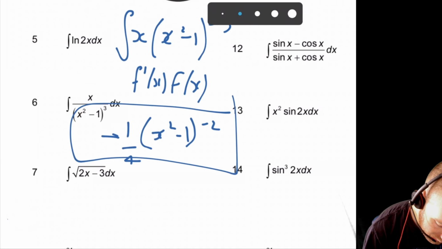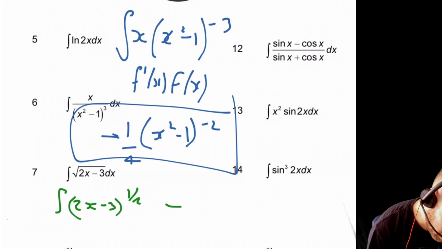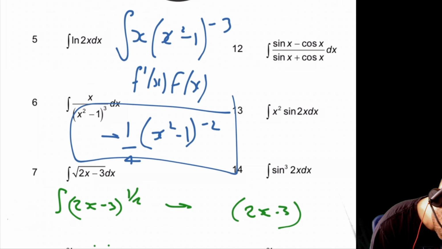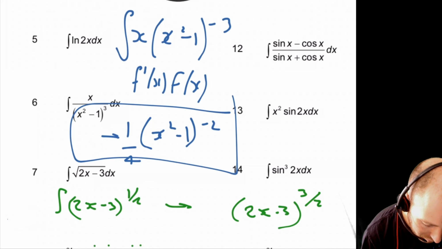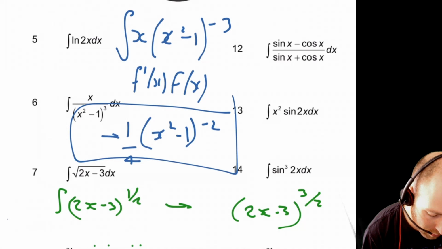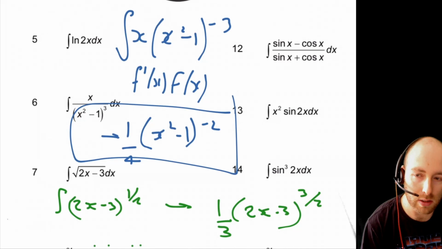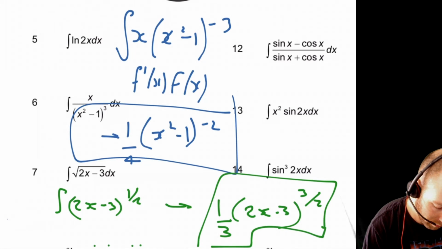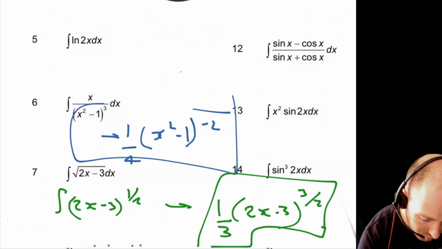Next one's kind of a standard integral, so we've got the integral of 2x take 3 to the half. So the power is going to go up to 2x take 3 to the 3 over 2. Now if you differentiate this, you get 2 out the front. You also get 3 over 2 out the front, so that would cancel that and give you a 3, so we need a third for our integral. Next one's quite interesting.